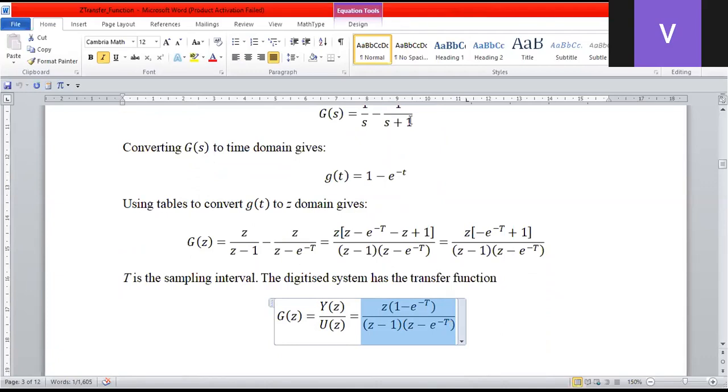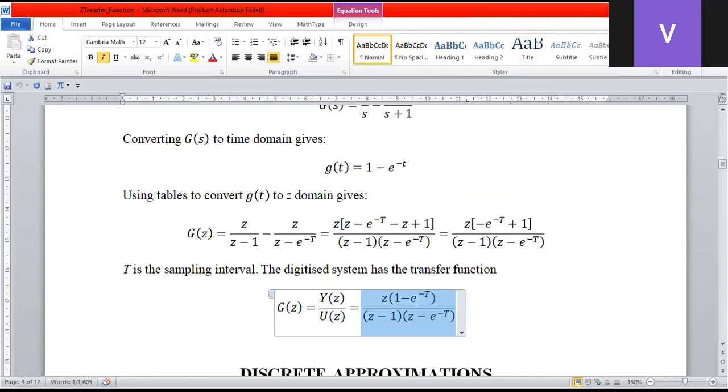If there are any questions, let me check the chat. If there are any questions based on this example, okay. I can't see any questions, so I'll just continue. I'll move on.